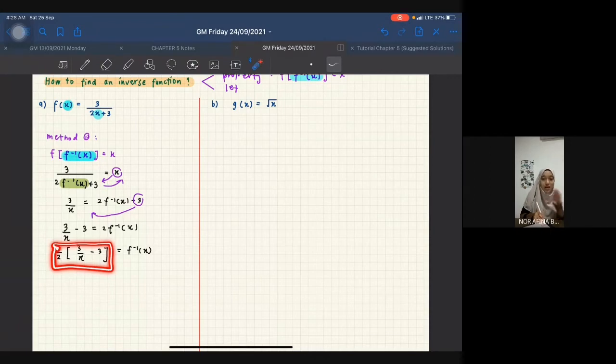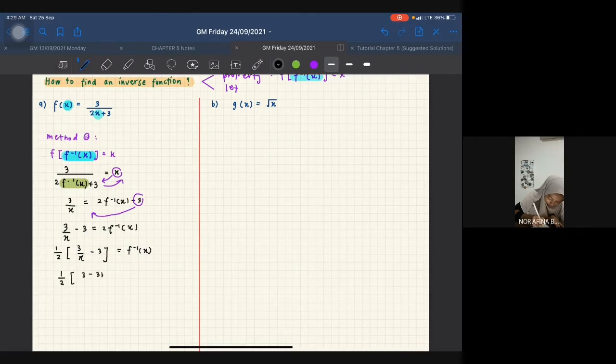Okay, so kita kemaskan sikit kita punya expression sekarang. Okay, so what you can do is awak boleh samakan denominator yang ada dekat dalam bracket tu. In this bracket, kita equate the denominator that we have. Okay, so kita akan dapat 1/2 times 3 minus 3x over x. Macam tu. Which is equal to f inverse of x.